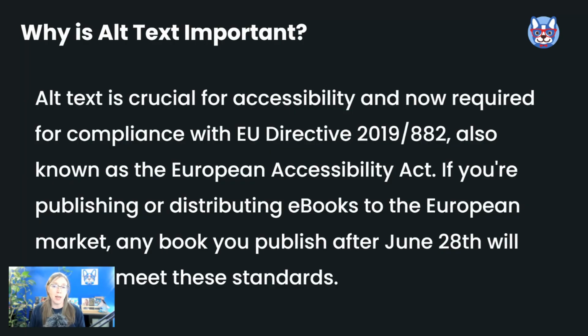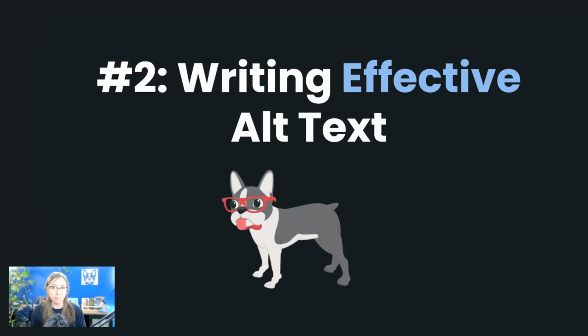But more so than ever, it's now required for any author who is selling their books into the European market. So as of June 28th, 2025, it is now required that you meet the standards of the European Accessibility Act. So if you are selling into Europe, you do need to have alt text in your book for the correct type of images. And we're going to get into that in just a minute.